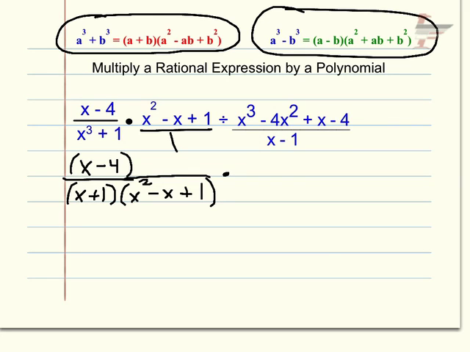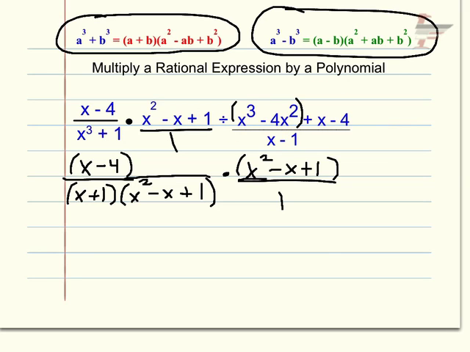Then times, can I factor this one? We can't factor it. There are no factors of 1 that add up to negative 1, so that one is as it stands. And the last one, notice you have 4 terms, and maybe you remember how to group it, and I'm going to flip this after I finish.